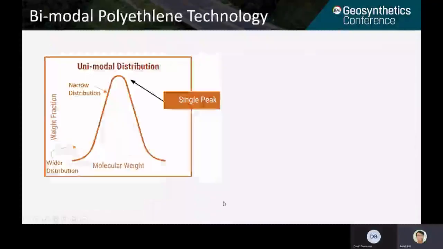Going to the next slide, I'm just going to talk about unimodal distribution versus bimodal distribution. I want to briefly talk about the bimodal polyethylene resin technology. When you look at a polymer being manufactured and analyze these molecules using a technique called gel permeation chromatography, you see a distribution of chain lengths, as you can see in the picture. On the x-axis you have the molecular weight, and on the y-axis the weight fraction. Here you're seeing a narrow distribution curve, where you can actually achieve average properties in your material.